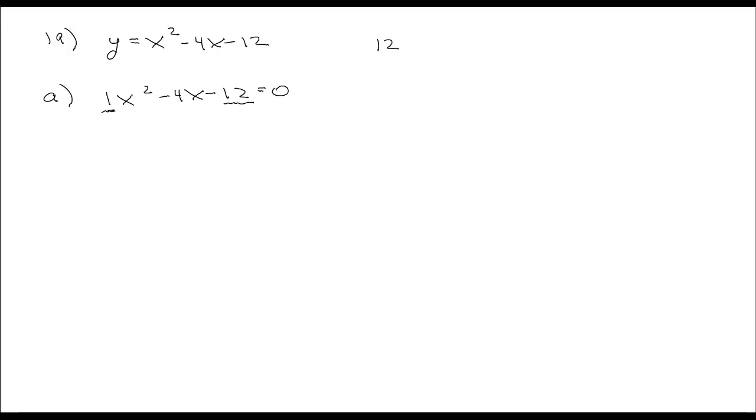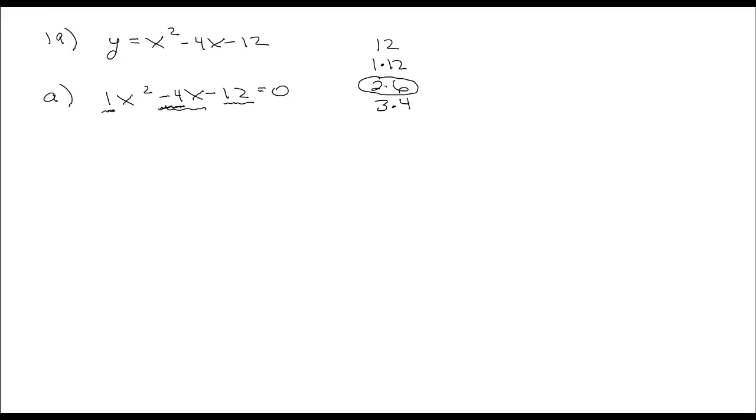So here's 12. And we want to come up with all the ways to make a 12 product-wise. So 1 times 12, 2 times 6, and 3 times 4. Now we want the pair that actually then either add or subtract to this middle term coefficient, the negative 4. So I'm going to go with this one.